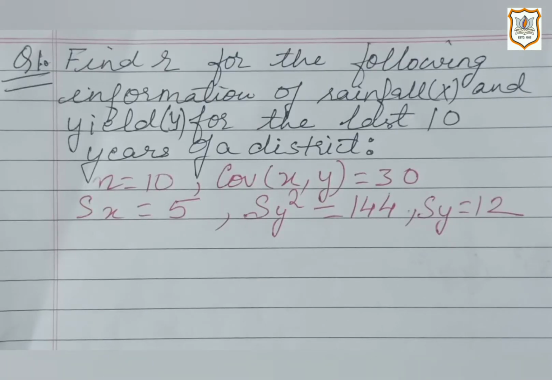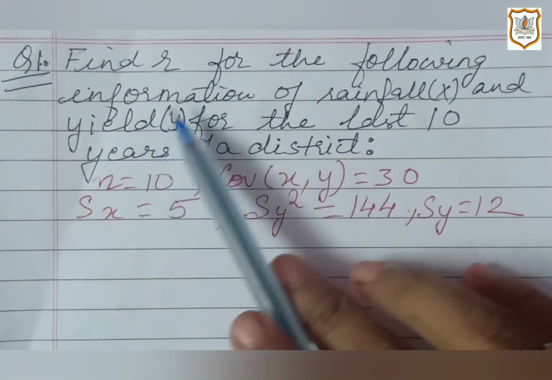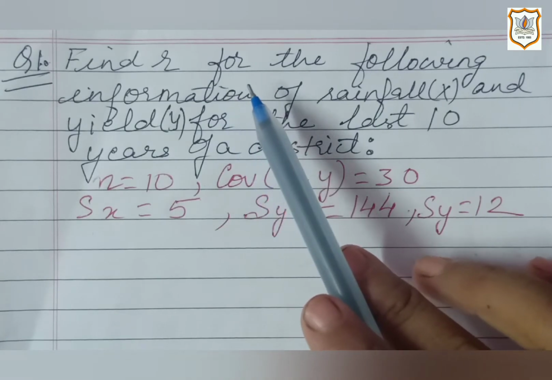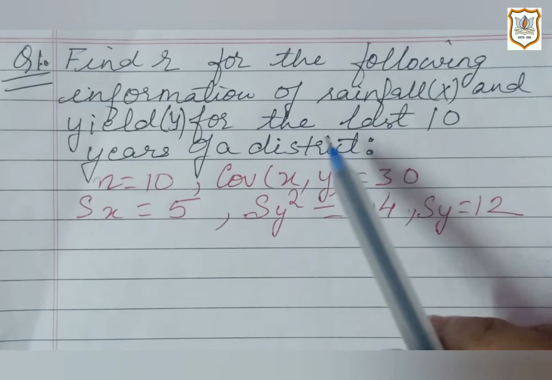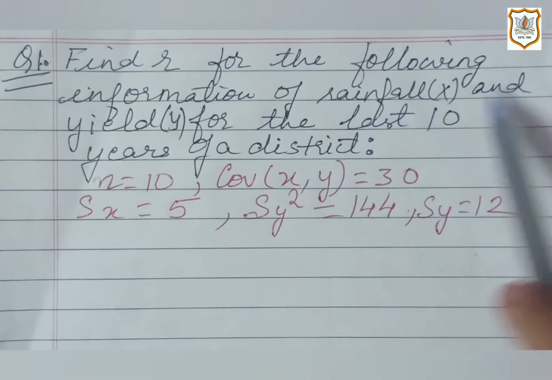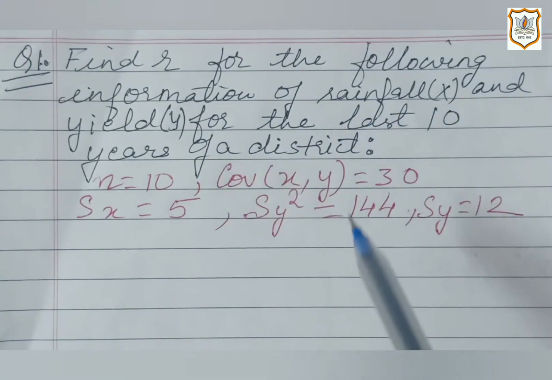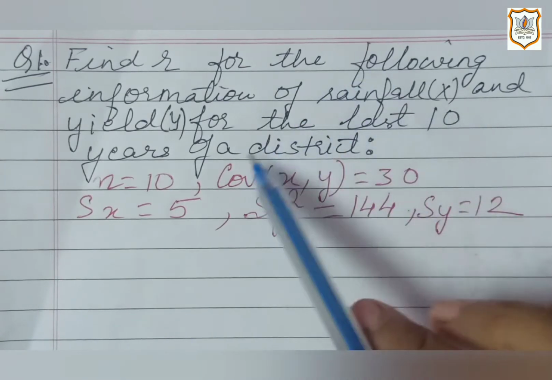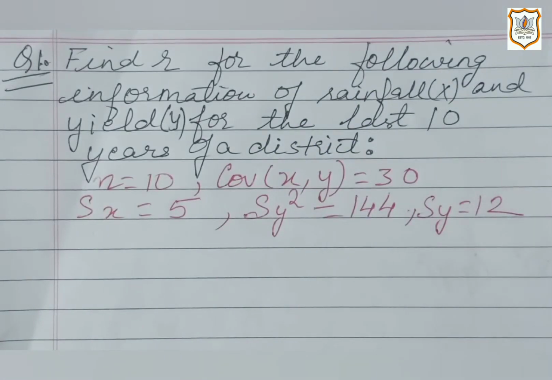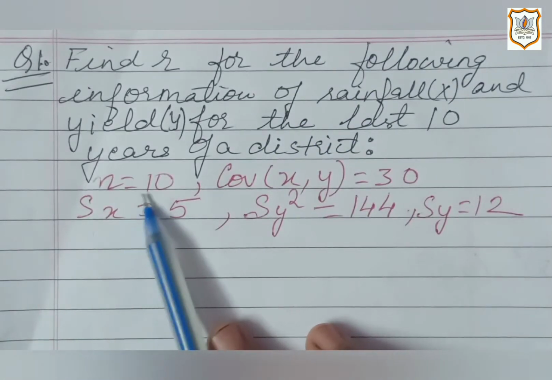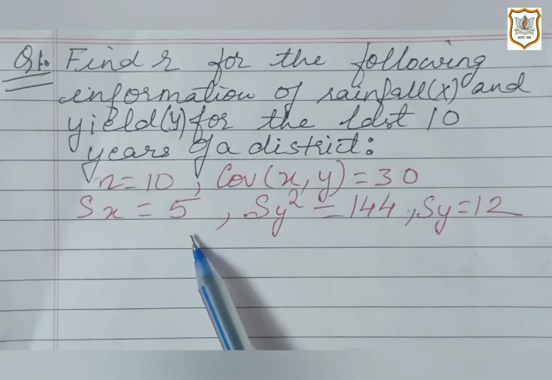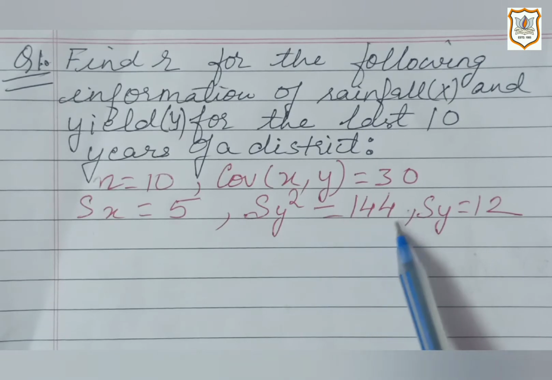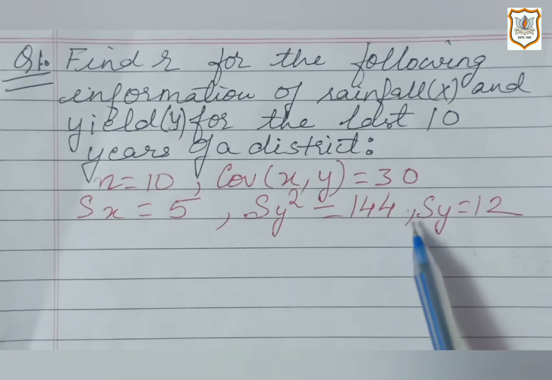Now see question number first. It is said find R, that is correlation coefficient, from the data which is given to us. The data is for the rainfall x and the production y, and this has been collected for 10 years for a district. Now here n is given as 10, covariance xy is 30, sx is 5, sy square is 144 and sy is equal to 12.